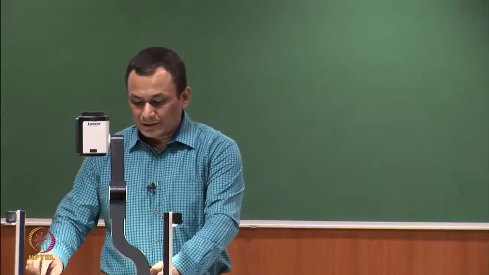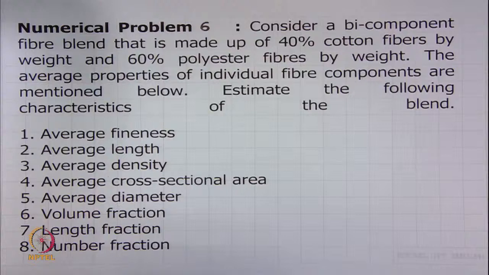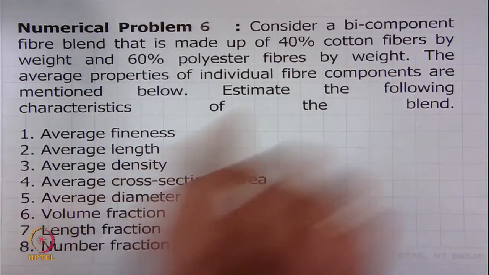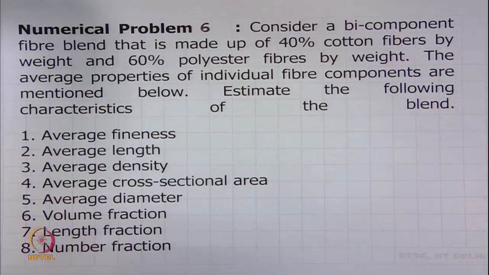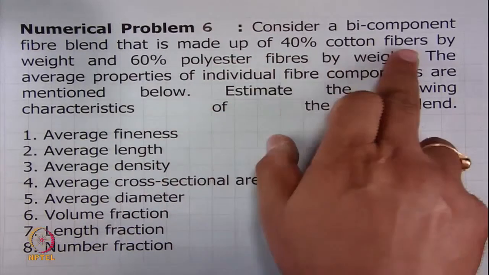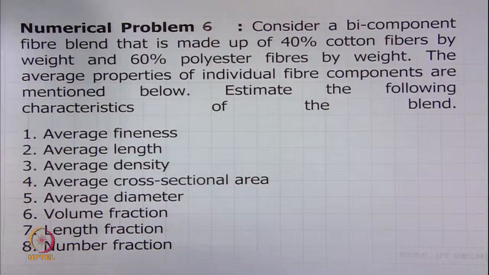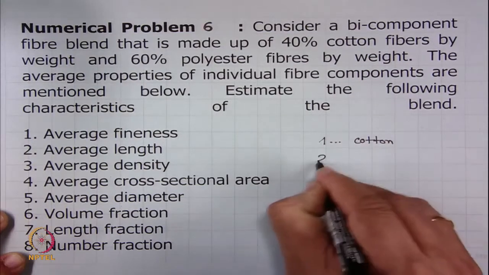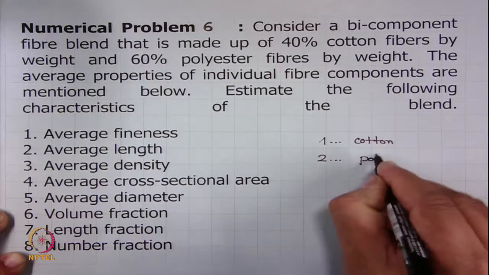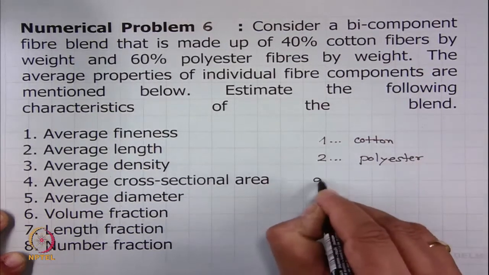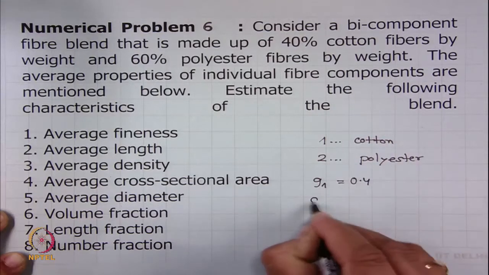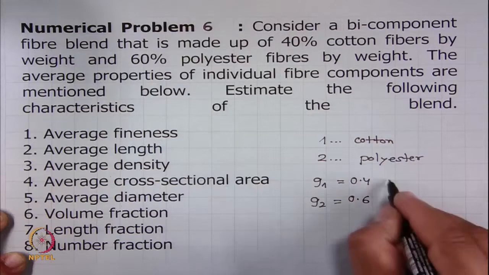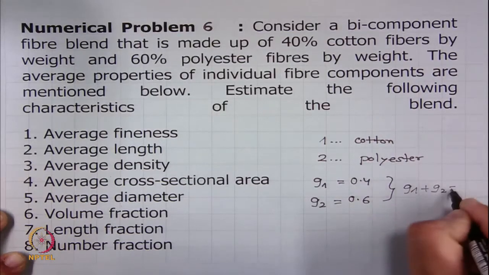So we have our sixth numerical problem. Consider a bicomponent fiber blend. Bicomponent fiber means it consists of two components. Tricomponent means three components, monocomponent means one. So it is a bicomponent fiber blend which consists of 40% cotton fibers by weight. So G1, if we consider 1 stands for cotton, 2 stands for polyester, then G1 is 0.4, G2 is 0.6. You see, G1 plus G2 must be equal to 1, and it is 1.